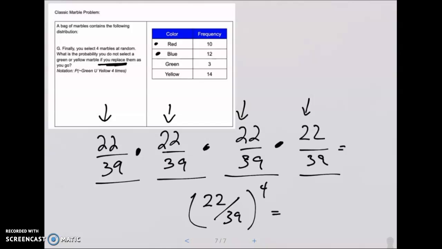I can figure out what it is real quick. Divide by 39 to the 4th. Math, enter, enter. Ooh, it won't do it for me. So you can leave it like that, or you can do 0.101, which is approximately 10.1%.